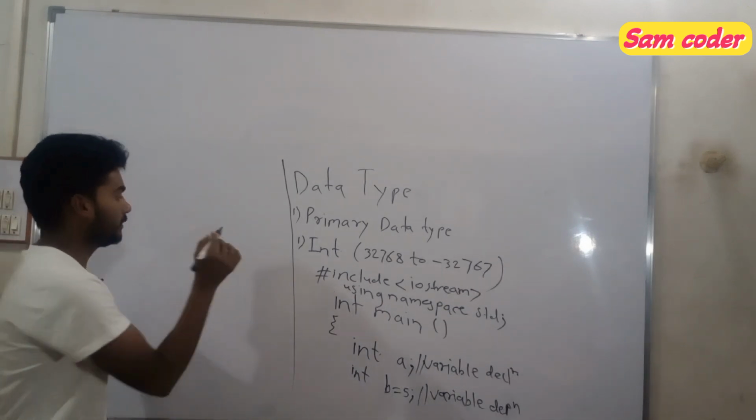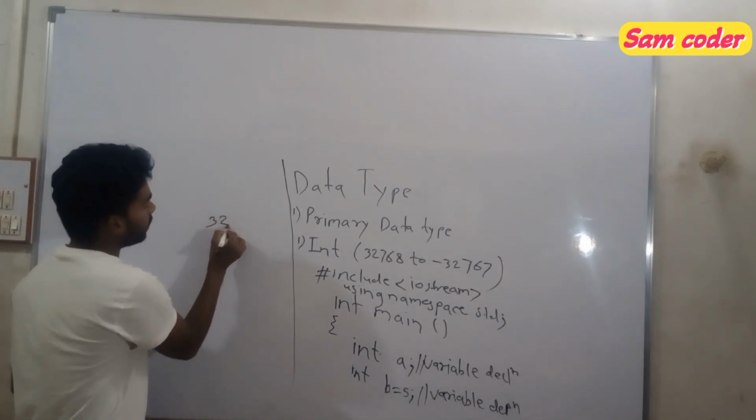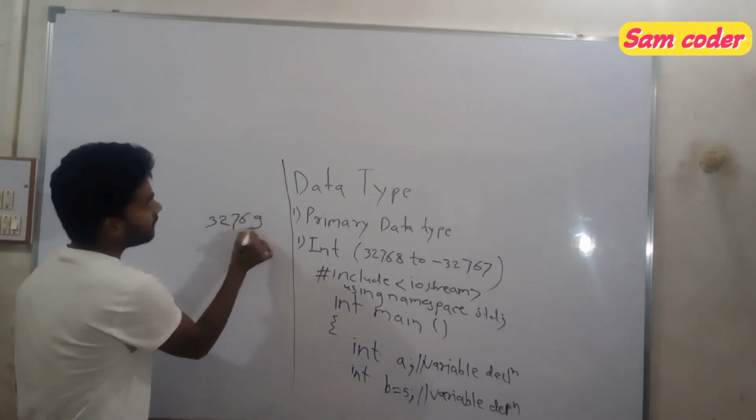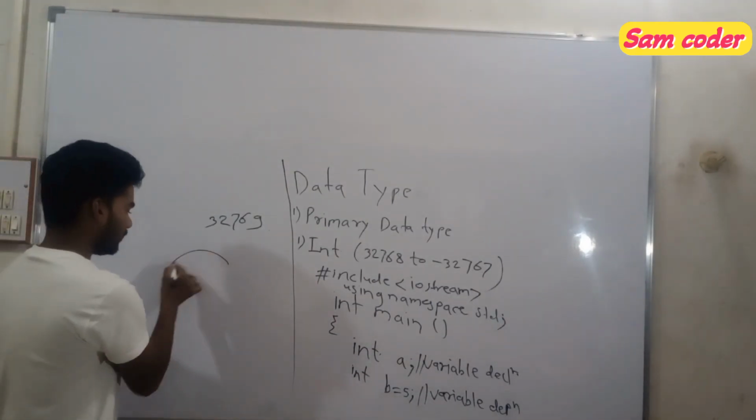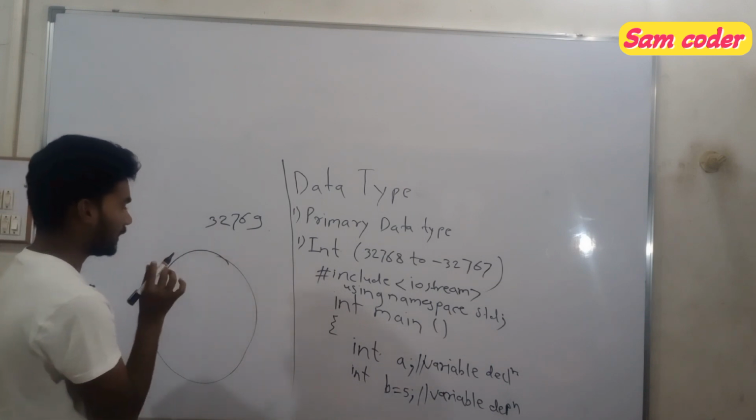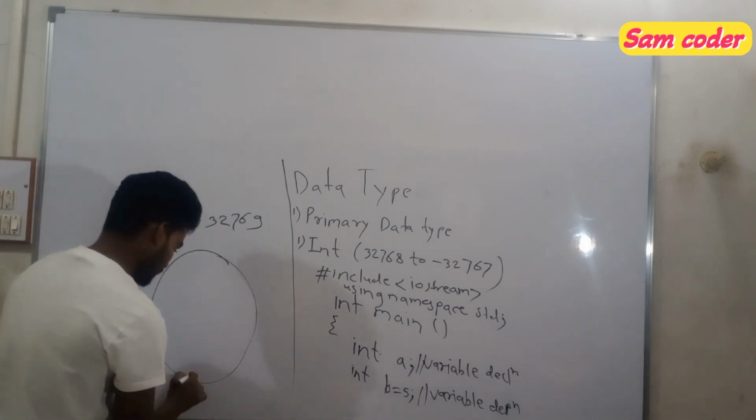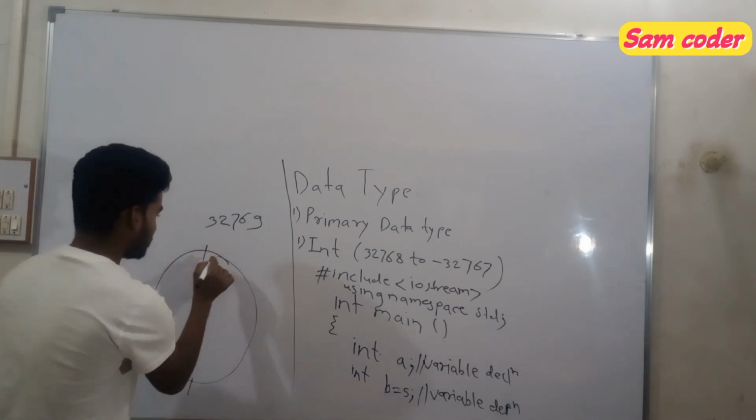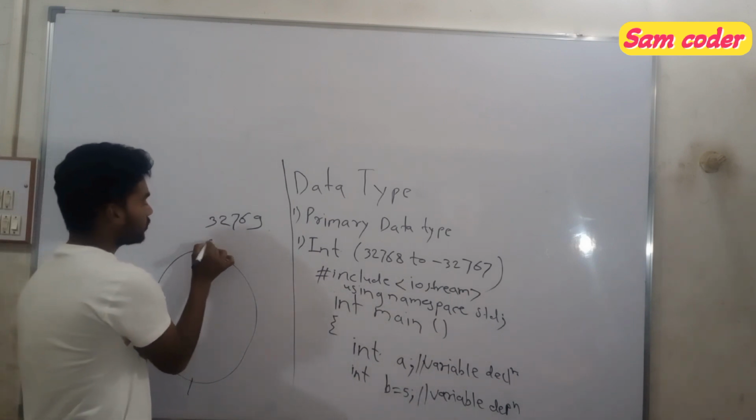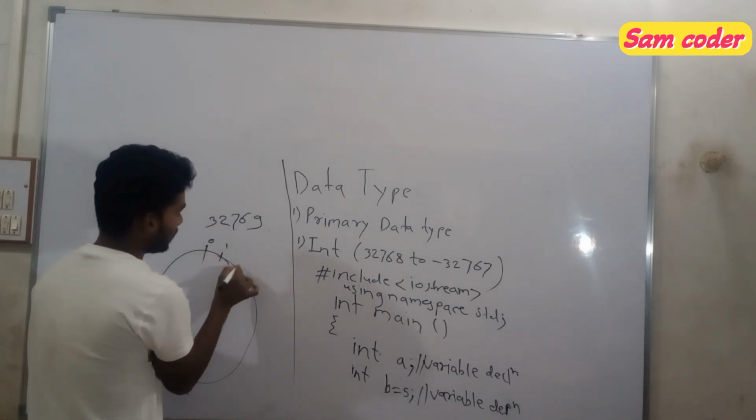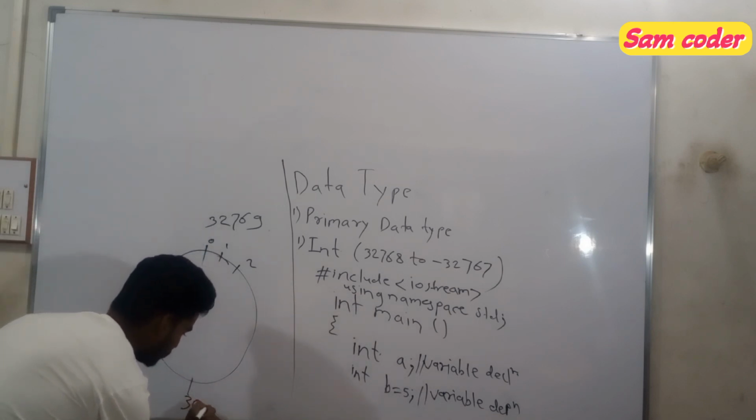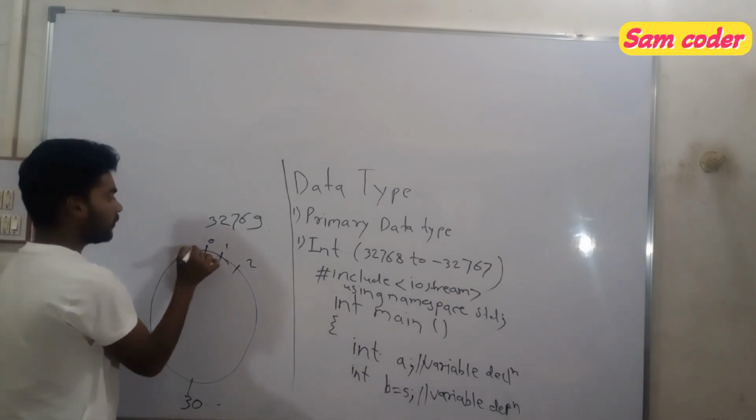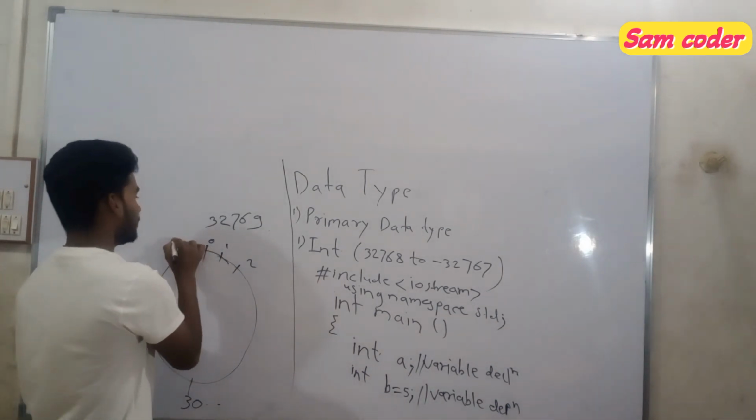So if you take a number like 32,769, then what will be the value? I can say it works somewhat like a loop. Here is some value, here is some value. We start from zero, then one, then two, and at last it is somewhere around 30,000, and at the end point I can say here is the last value.